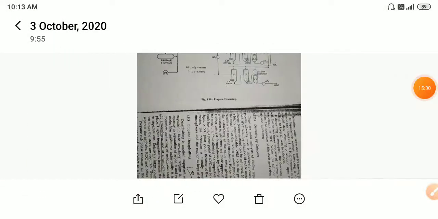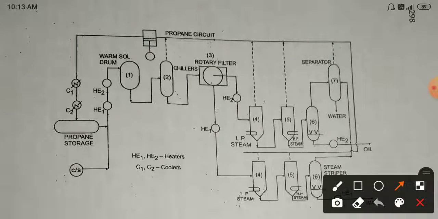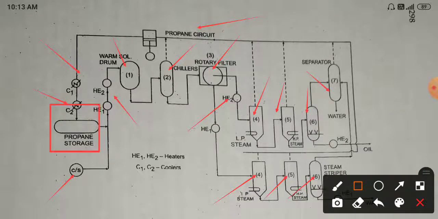Simply, this is the flow diagram. Let us look once again in between. First is the charge stock, then the warm coil, the chiller, the rotary filter bypassing to 4, 5 and 6, then the column, this is the same part. Then bypass to the water, which is 7. The complete propane circuit part is there, and the cooling part is there, and the last one is the main product, which is the propane.